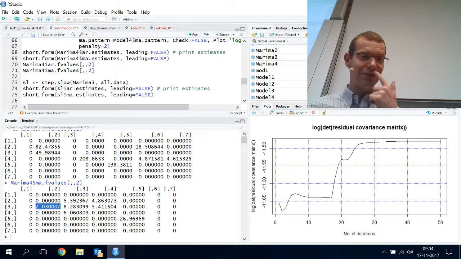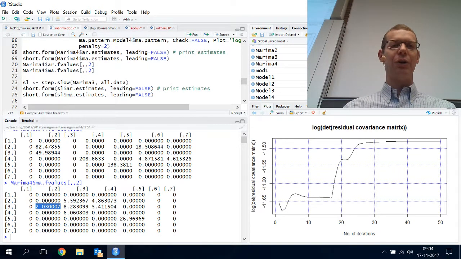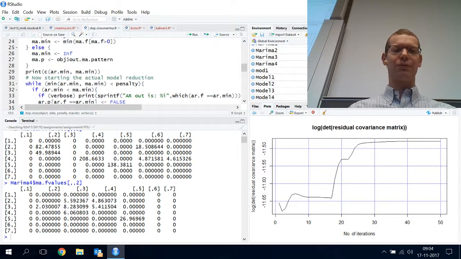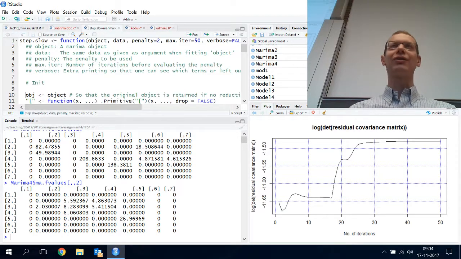So what I've done is, and I uploaded the code for it, a step.slow function that basically just does the same thing.